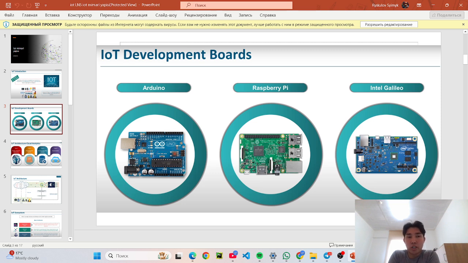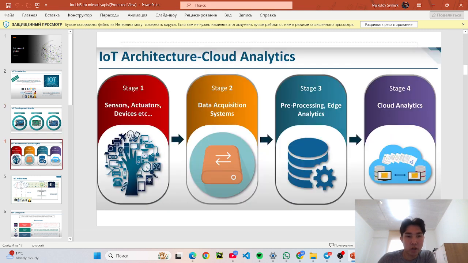Challenges with IoT: data security. Next, data security in the cloud.